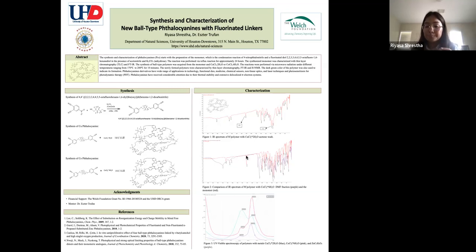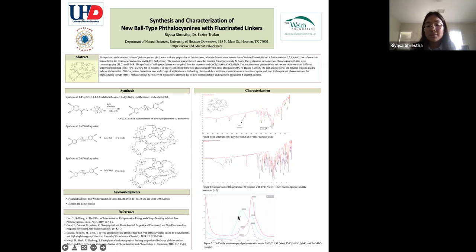And we can see that there is a small peak. That means the ball-type thiocyanine that we obtained from the experiment was not as pure, but it is getting pure as we use TLC and separation to purify the ball-type thiocyanines.